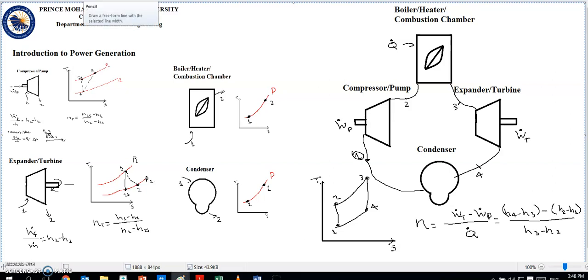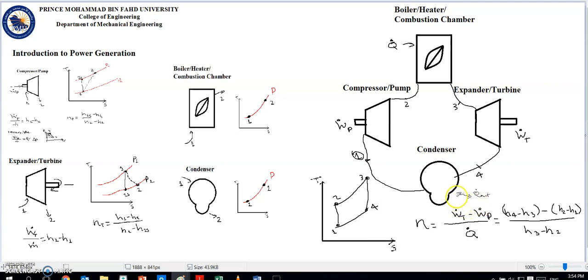Hello! In the previous video, we talked about four basic components of power plants: the compressor, the expander, the boiler, and the condenser, and we showed a very simple cycle. A common question is, why do we need a condenser? After all, from 4 to 1, we reject heat to the environment, which we could have used elsewhere.